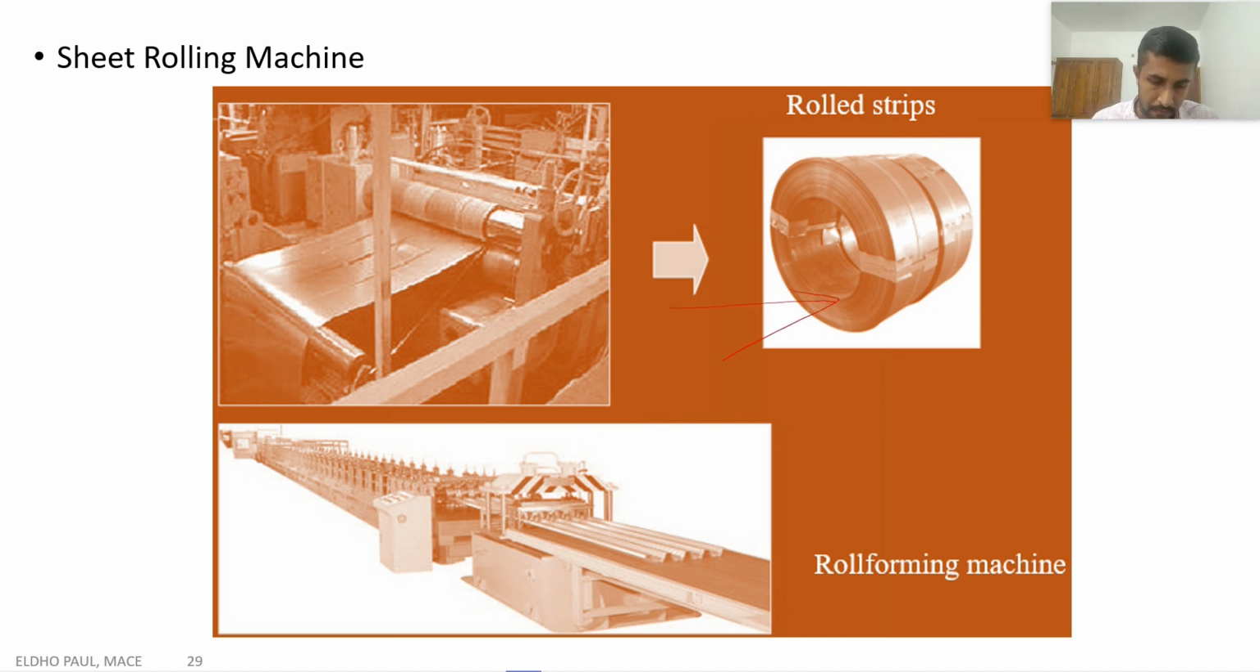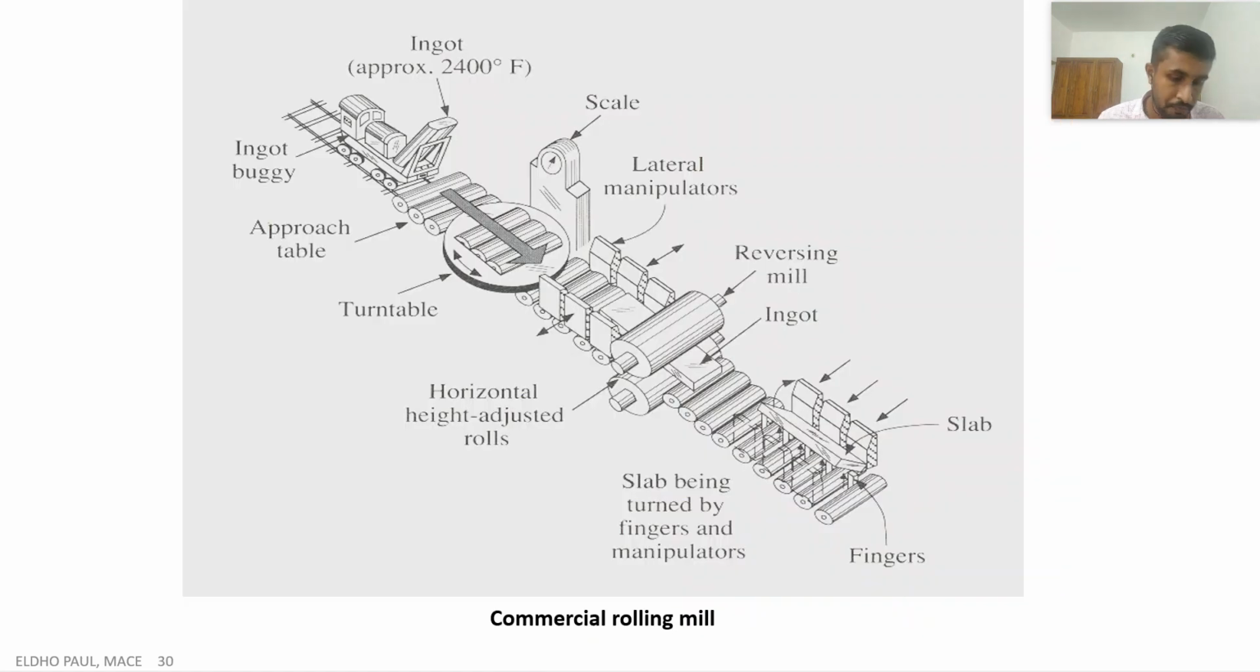This is the roll forming machine. It is actually a very lengthy machine. We do different types of processes along with the rolling. Preliminary processing is required for rolling. This is the diagram showing the commercial rolling mills. Here we supply the ingots, commonly from casting products, onto this conveyor, and through the conveyor and the approach table, they enter here.